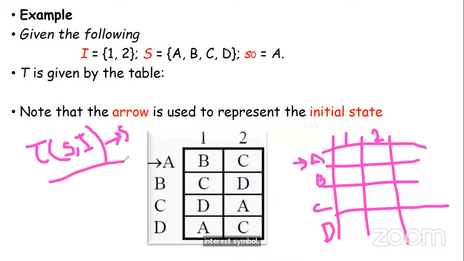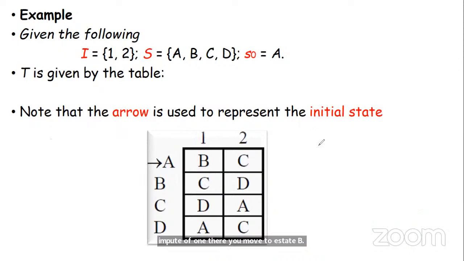So let's look at how this can be interpreted on this table. Here, we have been told that this is our initial state. A is our initial state. So let's assume that according to this scheme, once you are at A and you receive a 1, you move to B. Once you are in state A and you receive an input of 1, then you move to state B. So let me explain that using a diagram.